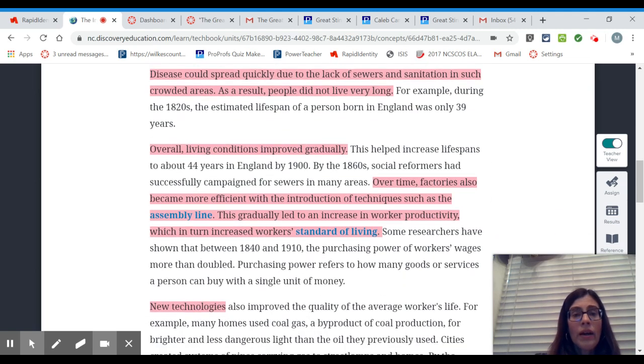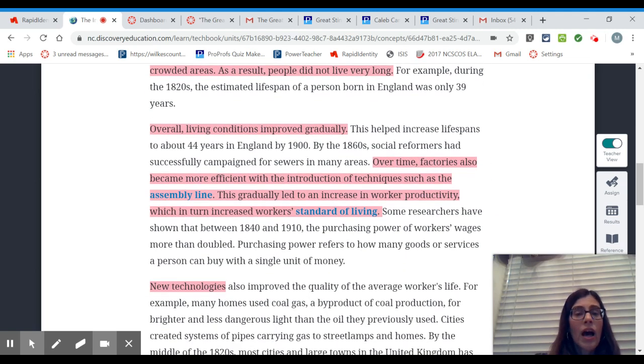So we know that over time, these living conditions did improve gradually. There were some scientific advancements made with vaccines and with discovery of germs and sanitation standards, and that's all mentioned, I think, on the next page.